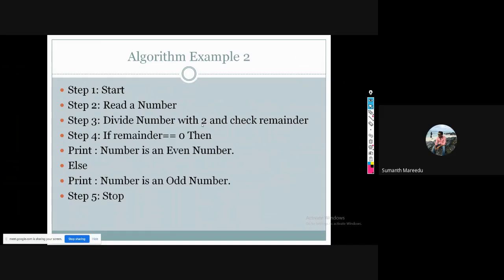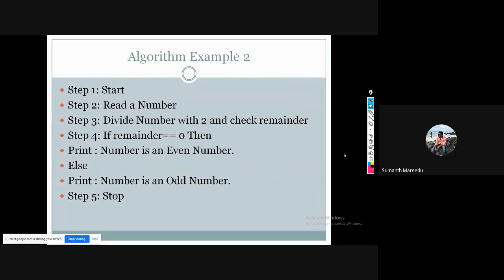Okay, so how can you say that a number is even or odd? Any number. How can you decide that number is an even number or odd number? A number which is divisible by 2. Yes. So a simple mathematical operation. If you divide that number by 2, it will give you some remainder. With that remainder, you can say whether it is an even number or odd number.